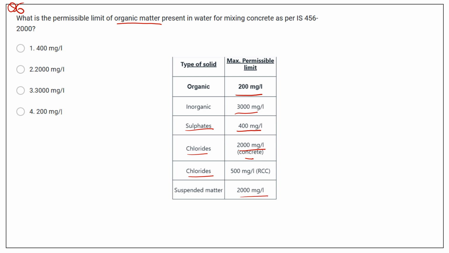So here the last, fourth option is correct. 200 mg per liter is the maximum permissible limit of organic matter. The next question.